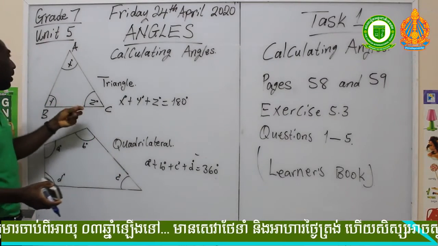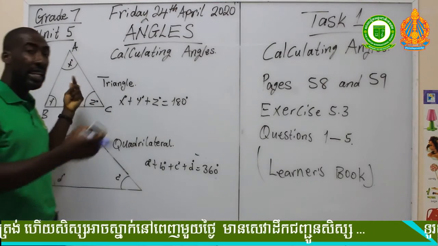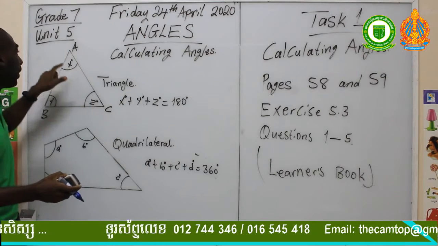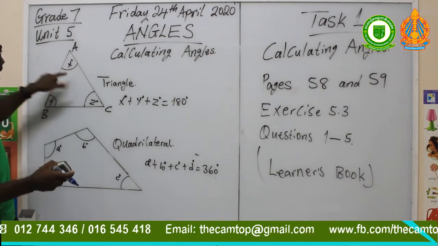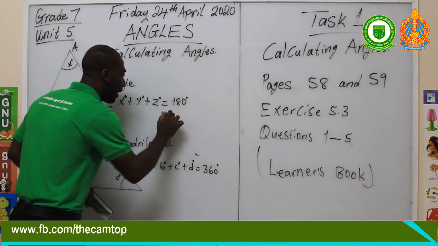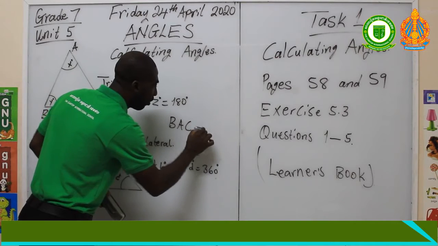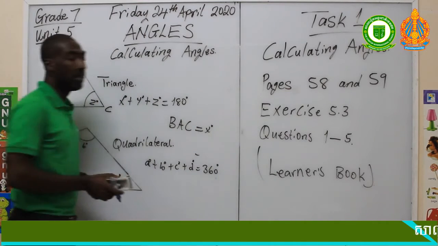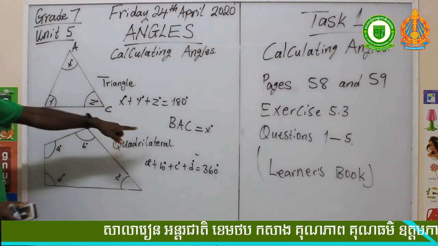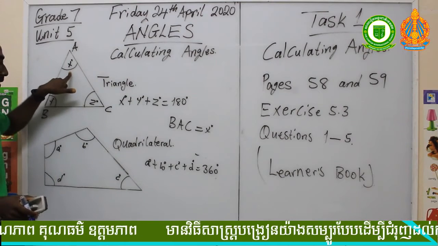Okay, so now if I want to write the angle of X, using the name of our triangle, we are looking for the angle of X, or we want to show angle of X. X is on A, so what you have to write is, you write B, A, and C. And this is equal to angle X, okay? So BAC means we are looking at angle X, okay?